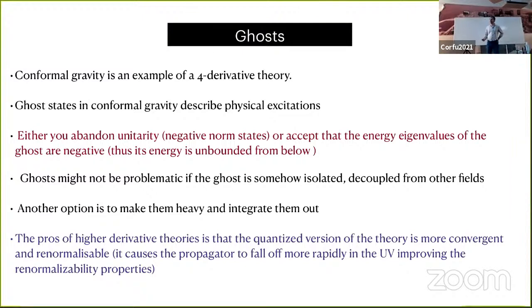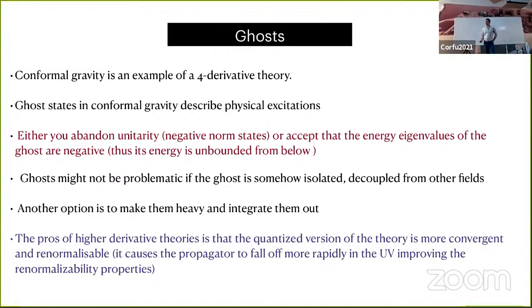So either you have to abandon unitarity in this class of theories that contain ghosts, or you have to accept that the energy eigenvalues of the ghosts are negative. In the first case, this is very bad news if you want to quantize the theory, because you have negative norm states. In the second, you have to accept that the energy is unbounded from below, so you have instabilities. Some people claim that ghosts might not be problematic if the ghost is somehow isolated from the theory, so decoupled from the rest of the fields. Another option is to make them heavy and integrate them out.